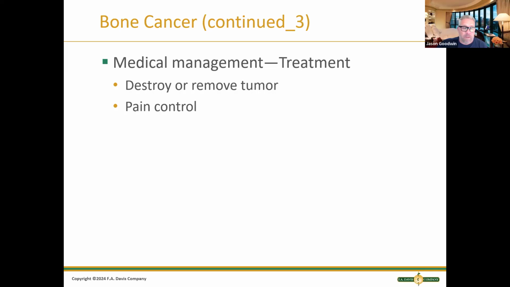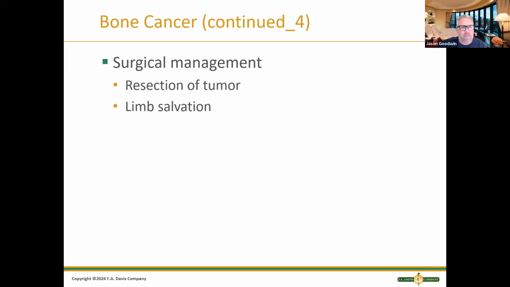Treatment is going to be, if you realize it, pain control and then destroy the tumor. Whether you want to salvage the limb, obviously, you want to survive, maintain quality of life. So you might get radiation or chemo or surgery. All of those things would be used to try to minimize that situation.